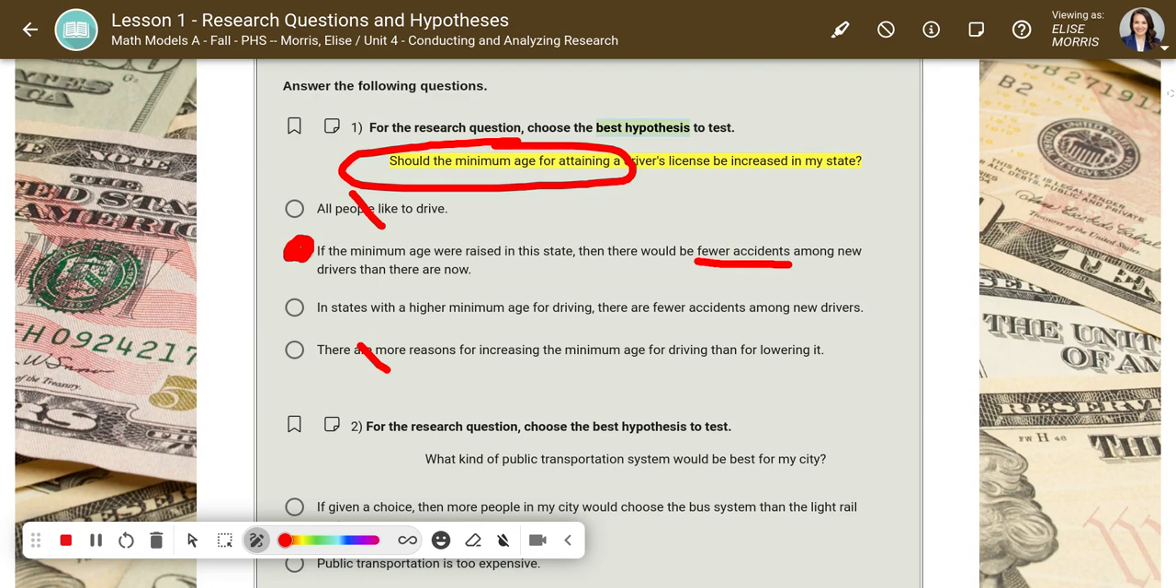We can compare this. We can look at the stats. We can pull it from the city, and we can find the stats on accidents for 16 to 18-year-olds versus, if we raised it, so 18 and up. So this one looks really, really good. This is a great hypothesis that matches that question. It's specific, and we can figure that out by looking at stats. All right, let's go down.